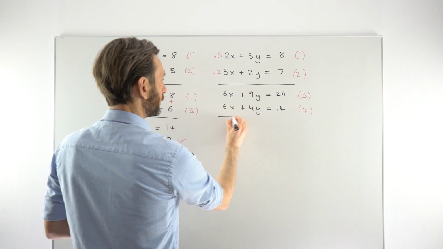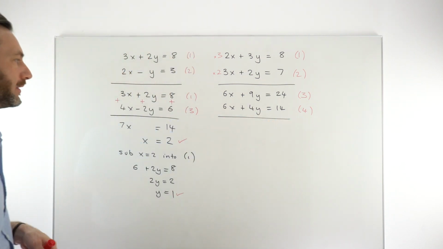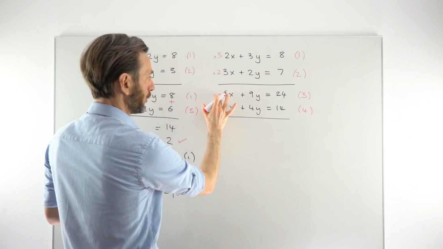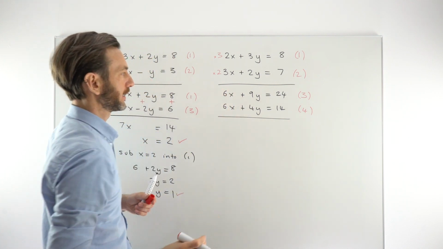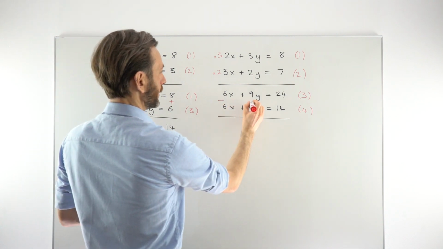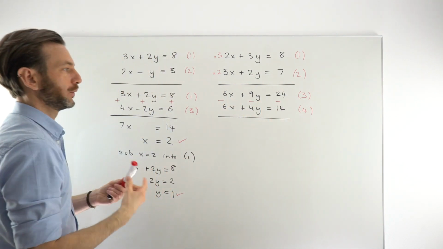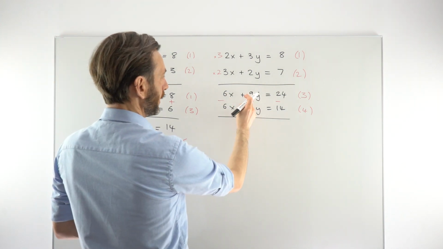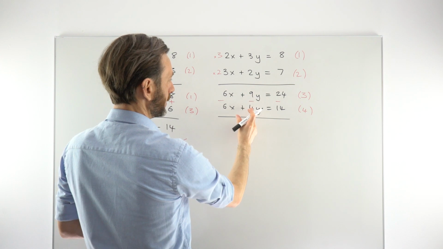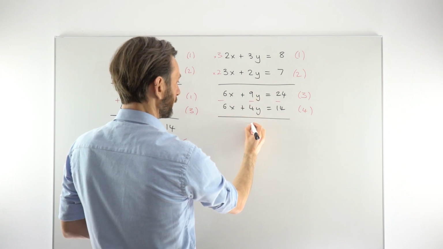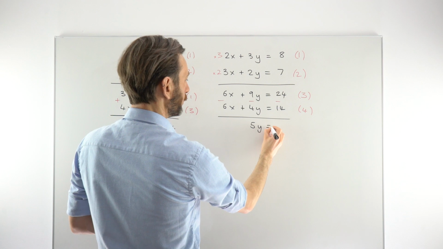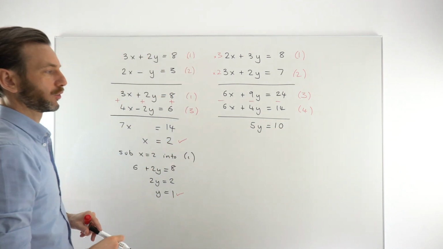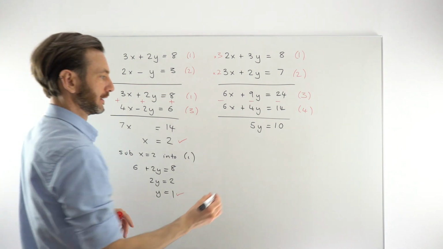And just thinking about how we're going to eliminate that variable. Well, this time the matched up variable is positive in the first equation and positive in the second, so we would need to subtract this time to get that to go to 0, which is basically what we're aiming for with the elimination. So that goes to 0. Then we've got 9y minus 4y giving us 5y, and we've got 24 minus 14 to give us 10. Now it's again just a simple, trivial linear equation to solve.